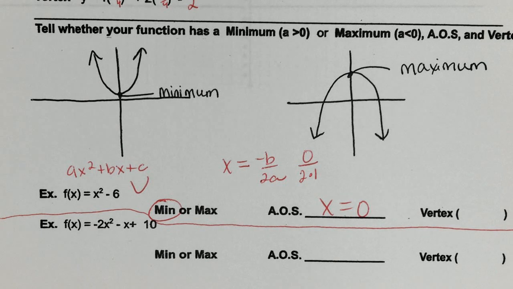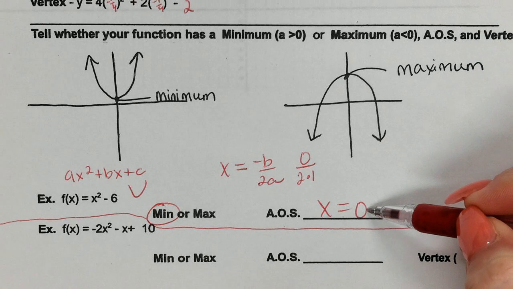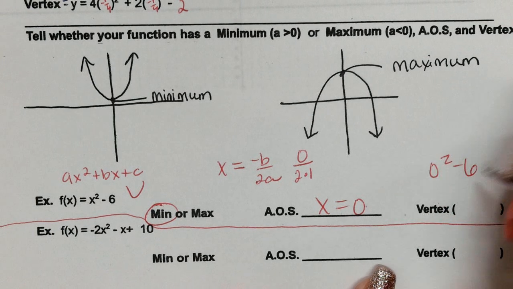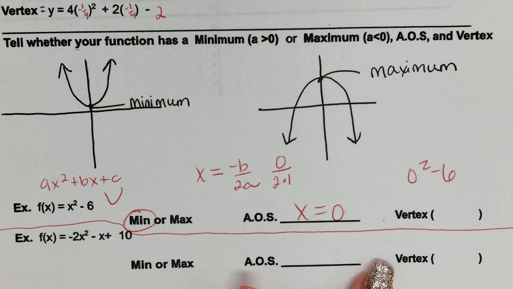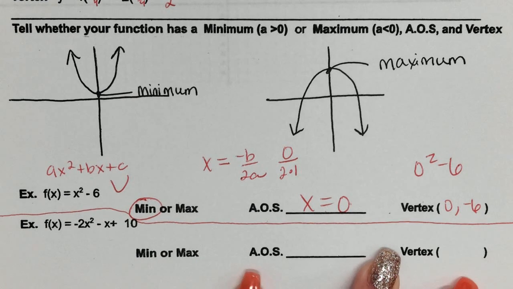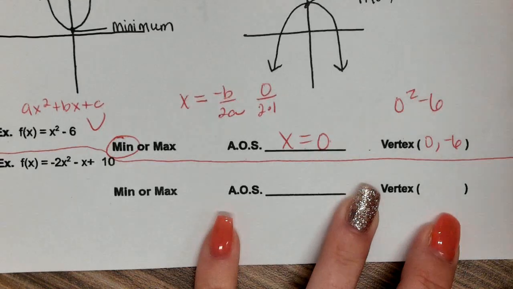And if I want to know my vertex, I plug this x value in for x. So I have 0 squared minus 6. Well, 0 times 0 is 0. And what's 0 minus 6? So x is 0, y is negative 6. Try the next one on your own.